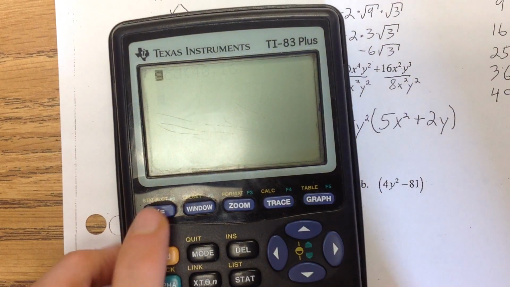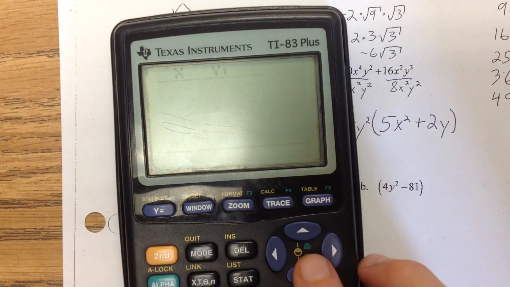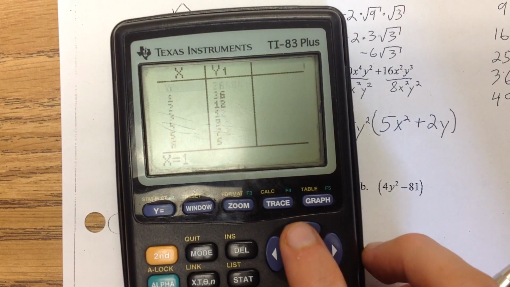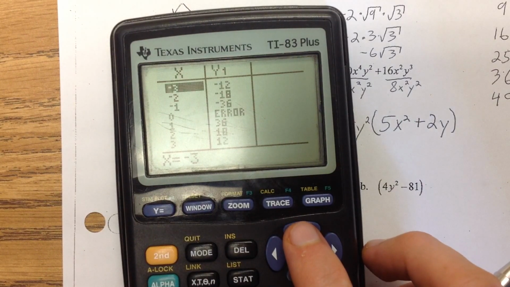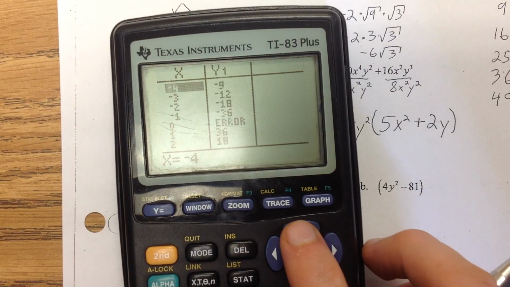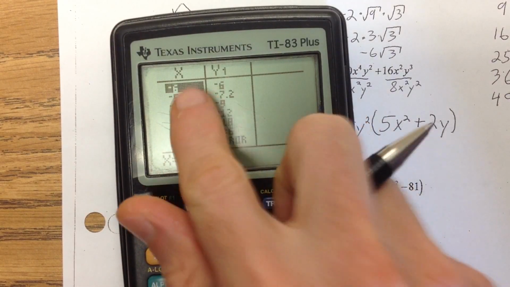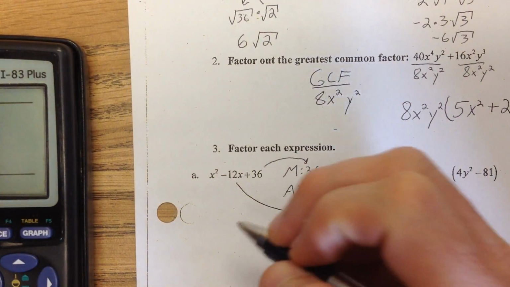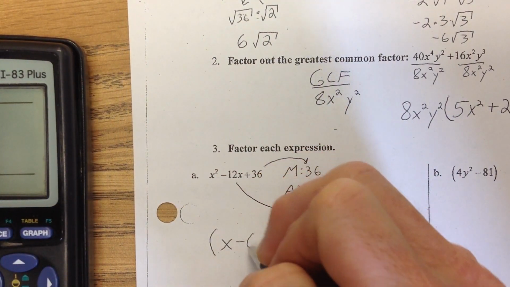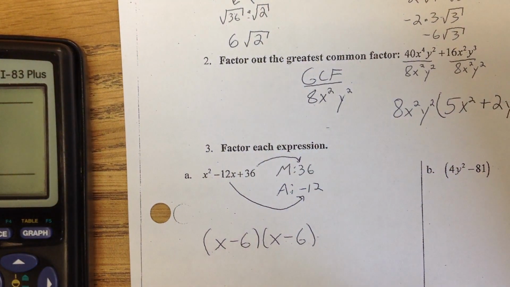So I'll go to my calculator, y equals 36 divided by x, bring up the table. I want to add to negative 12, so I'm going to use the negative numbers here. Keep scrolling, 4 and 9 is 13, that's not going to do it. There it is, negative 6 and negative 6 will add up to negative 12. So this is going to be x minus 6, x minus 6.